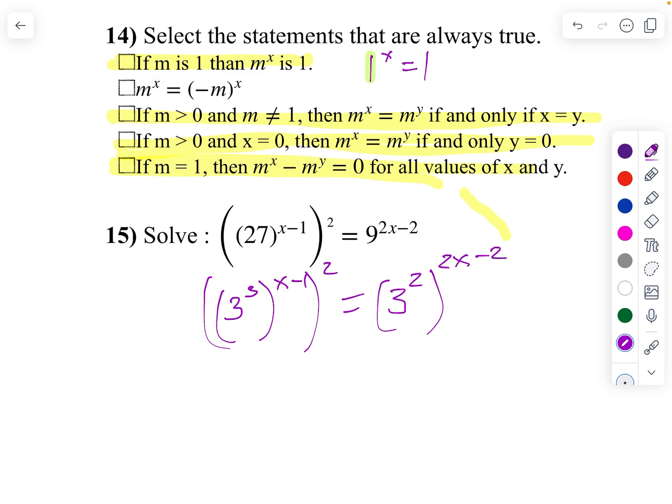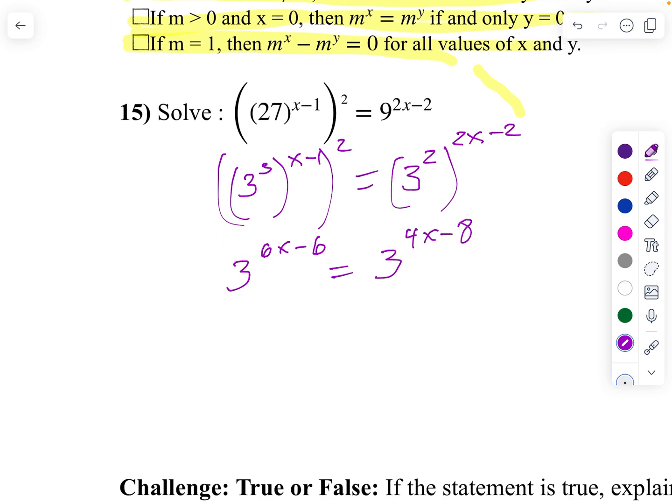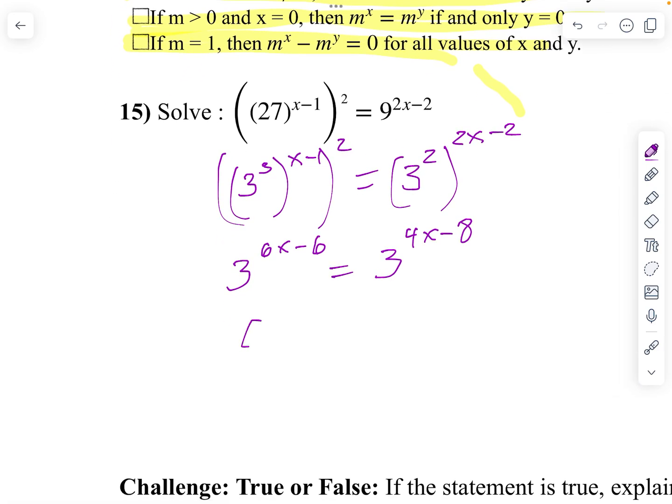Well, then I'm going to multiply my exponents here. 3 times 2 is 6. So I'm going to get 3 to the 6x minus 6, because I'm just multiplying my exponents. 3 times 2 times x minus 1, I get 6x minus 6 equals 2 times 2 is 4x minus 8. Now it's kind of like question 13. I'm going to set them equal to each other. I'm going to say 6x minus 6 equals 4x minus 8.